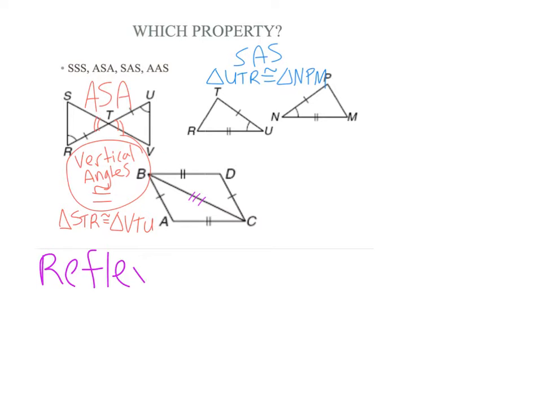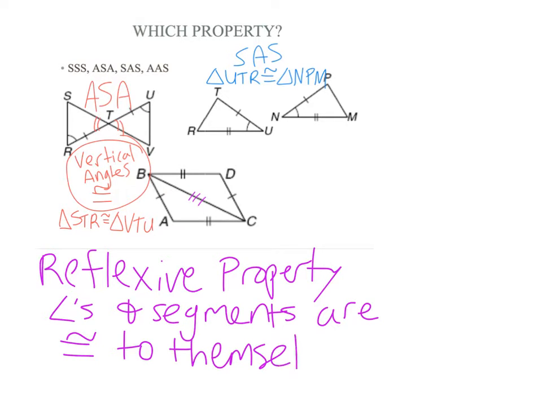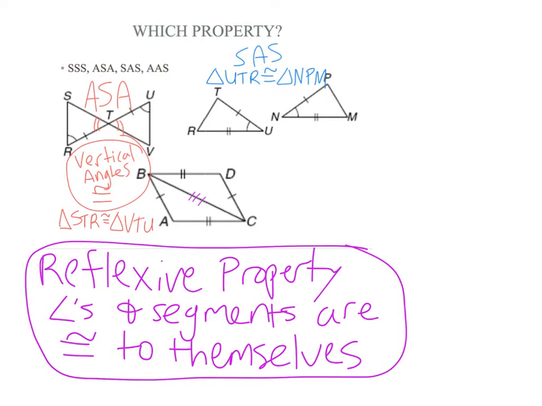Reflexive property. Angles and segments are congruent to themselves. That's what the reflexive property is. Any segment is congruent to itself. Any angle is congruent to itself. It's like, well, duh, it's kind of common sense, right? But that is called the reflexive property. That's how we'd get BC congruent to itself.